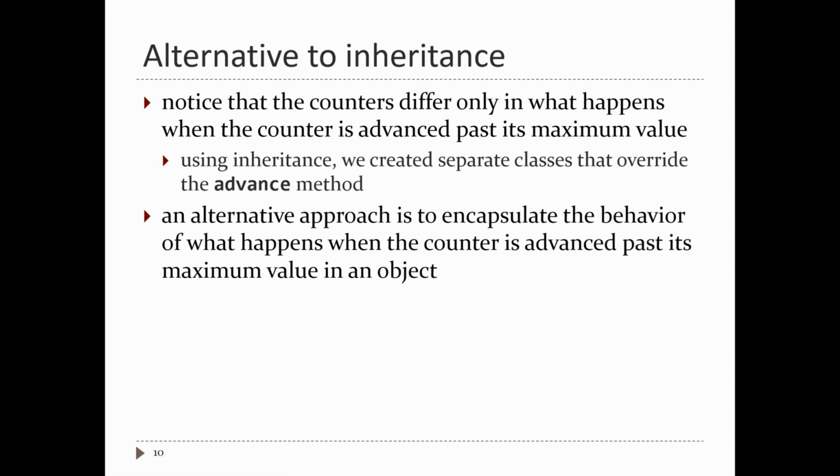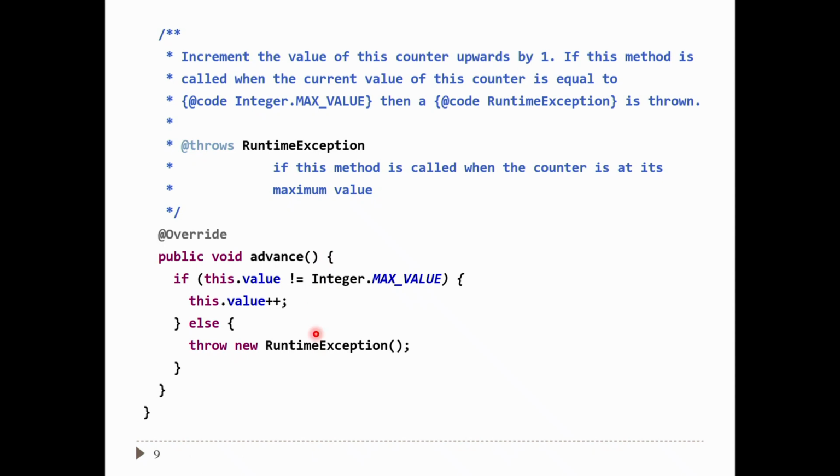All right, so you don't have to do this with inheritance. Notice that the only thing that differs in our counters is what happens when it hits the maximum value. So we used inheritance to create separate classes. The separate classes essentially overrode advance, and that's all they really did. So there is an alternative approach to this. Instead of using inheritance, remember, they all differ in this one method. So you can create an object that can deal with this one method.